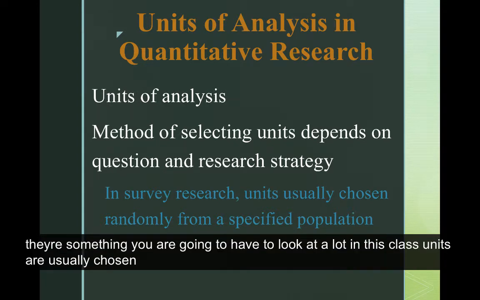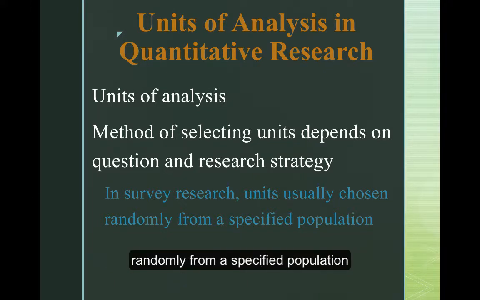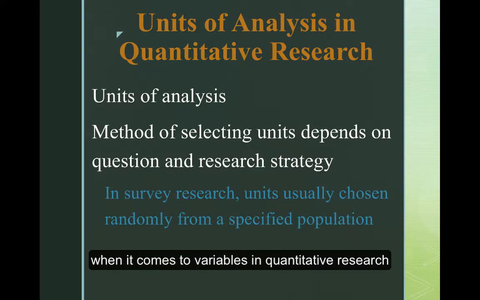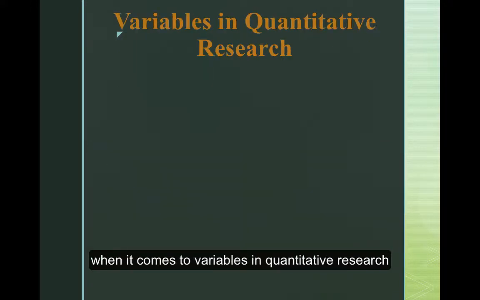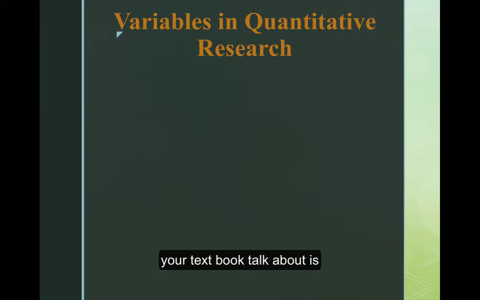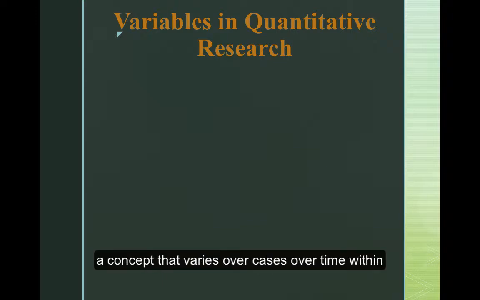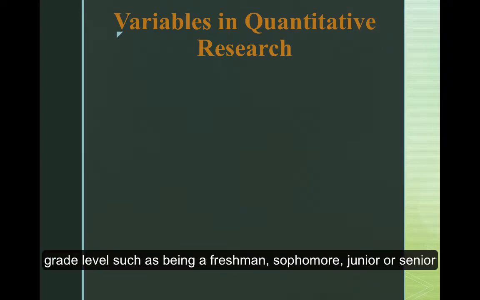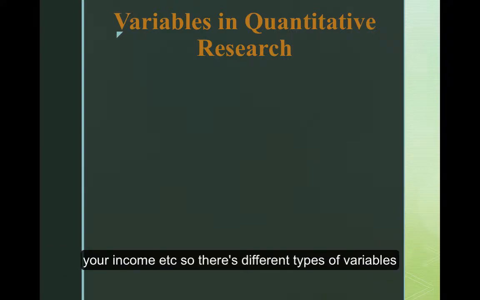So in survey research, something you're going to have to look at a lot in this class, units are usually chosen randomly from a specified population. When it comes to variables in quantitative research, we have to first ask, what is a variable? A variable, like a textbook talks about, is a concept that varies over cases or over time within a given case. So the book gives different demographics as examples, such as how people differ in age, sex, grade level, such as being a freshman, a sophomore, a junior, senior, your income, etc.